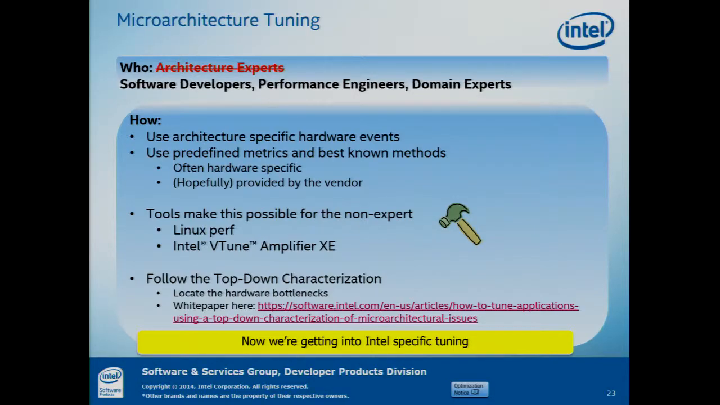And at this level, unfortunately, we've used the same name twice. We have a top-down characterization of the microarchitecture as well, which is different than the top-down that I'm talking about overall today. But there's a very specific way that we recommend doing tuning for the microarchitecture, and it's called the top-down characterization to locate the hardware bottlenecks in your application. There's a white paper online that describes it in detail. Just to call out, we're getting into Intel-specific tuning here. So at the microarchitecture level, you're doing tuning to run on a specific platform, although the changes that you make will often make you run faster other places as well.